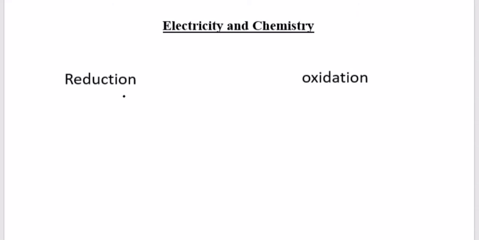Everybody, today our lesson is electricity and chemistry, which is known as electrolysis. For most of the students, it's known as electrolysis. Before discussing electricity and the chemistry lesson, we have to know some scientific terms that are very important during this lesson. The first one is reduction.